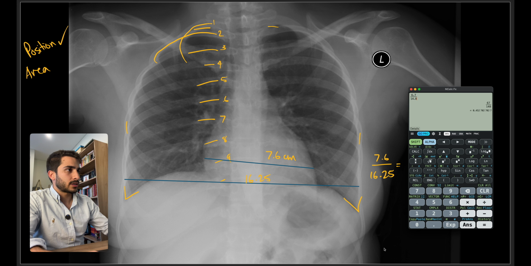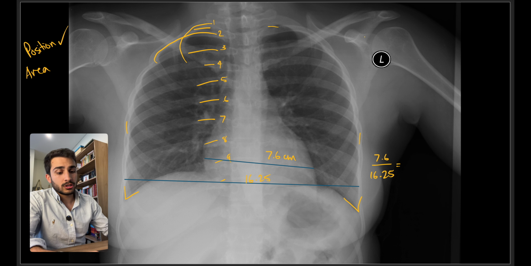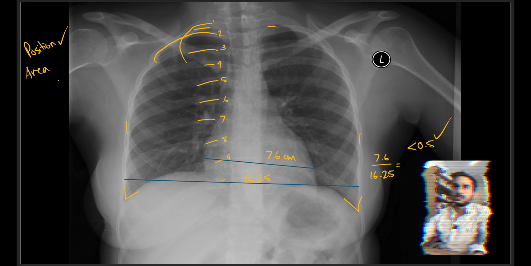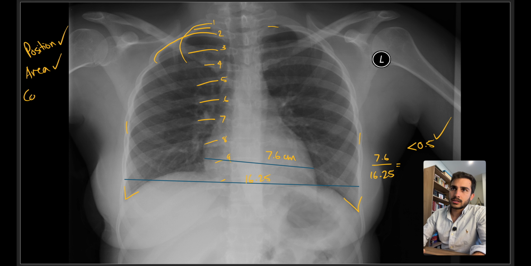So if we bring up our calculator, clear that. We want 7.6 divided by 16.25. So that's about 0.46, under the 0.5, so quite good in terms of the cardiothoracic ratio being less than 0.5. So that's area done. The next thing is collimation. Again, looking at the 4-way collimation, is it good, is it bad, could it be improved, etc.